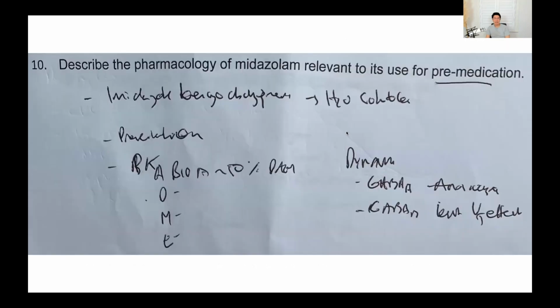And this is the key structure here. So they've got the idea that it's an imidazole benzodiazepine. It's water soluble and used as a pre-med, and really just a core structure in terms of pharmacokinetics: absorption, distribution, metabolism, elimination. And then after that, its dynamic effects, so its effects through GABA A. And then after that, you expand on these concepts here. So well done.